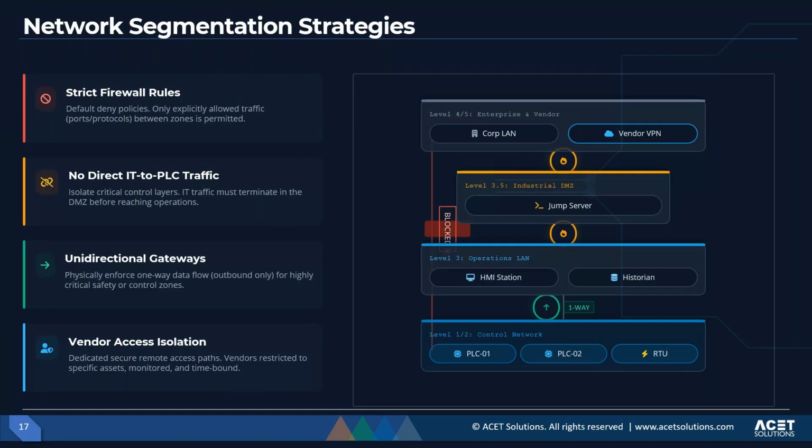For example, a vendor connects to a dedicated remote access gateway in the DMZ using multi-factor authentication, device posture check, and a time-based approval. Their session lands on a hardened OT jump server with session recording. From there, firewall rules allow access only to the required asset, with no east-west access to the other skids.